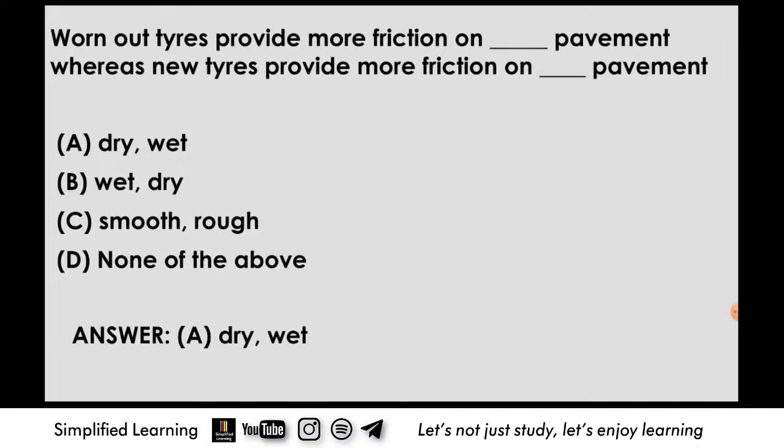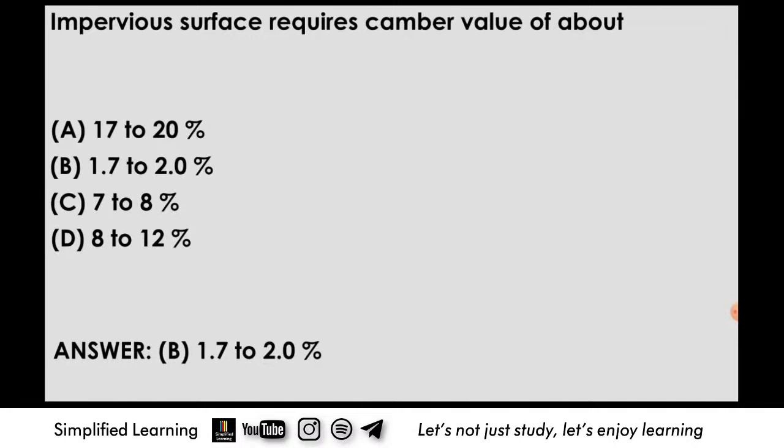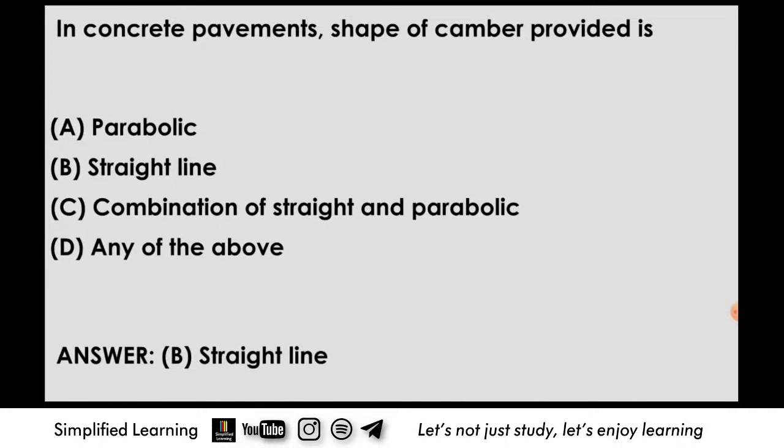Worn out tires provide more friction on dry pavement, whereas new tires provide more friction on wet pavement. Impervious surface requires camber value of about 1.7 to 2%. In concrete pavements, shape of camber provided is a straight line.